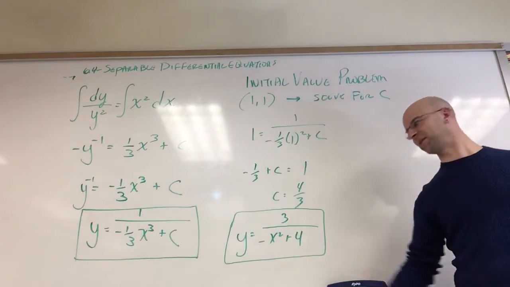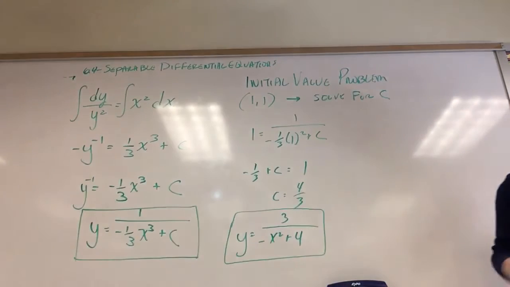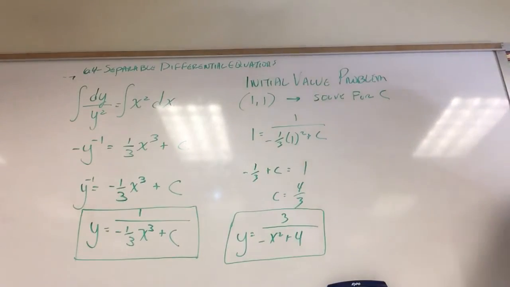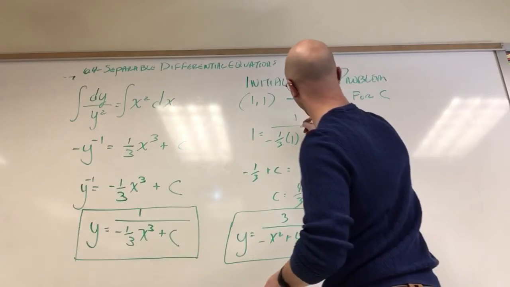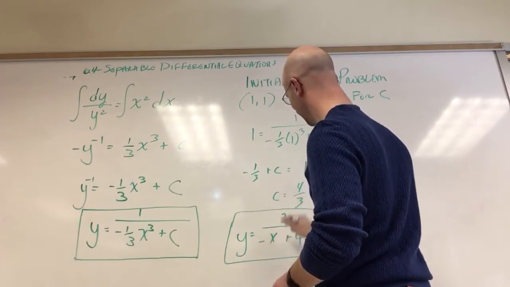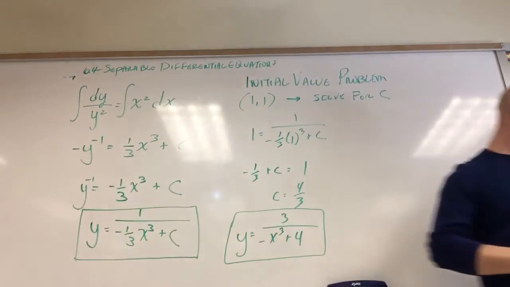Given some initial value. Just make an x squared all the way through. I don't know where I got the x squared from.